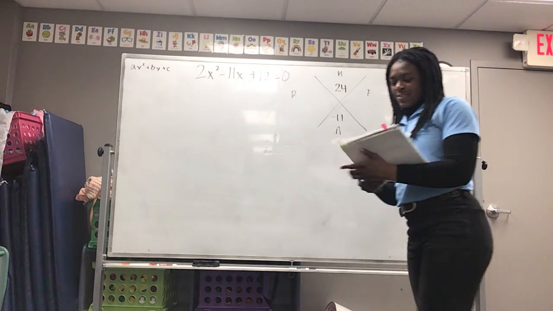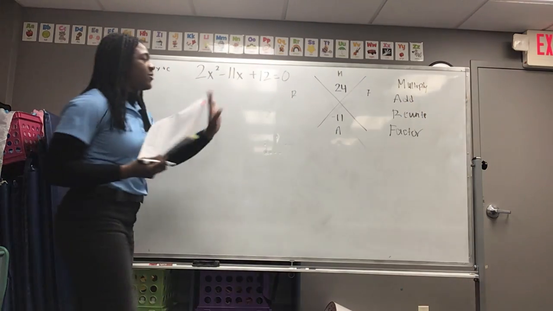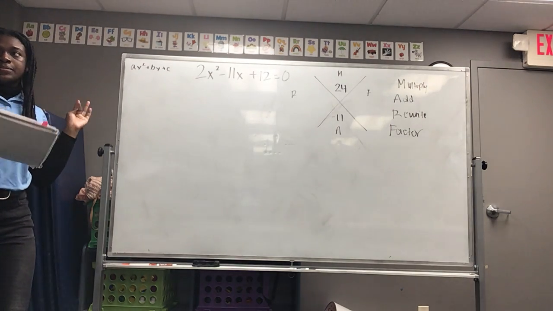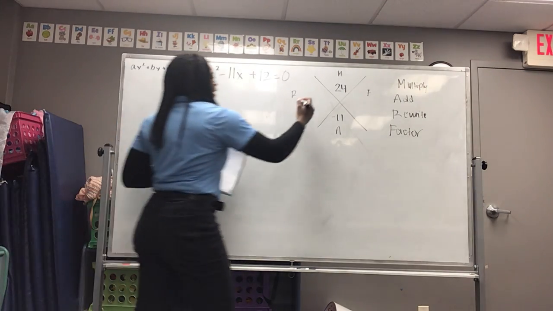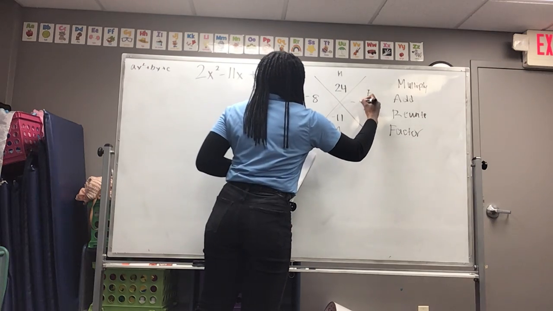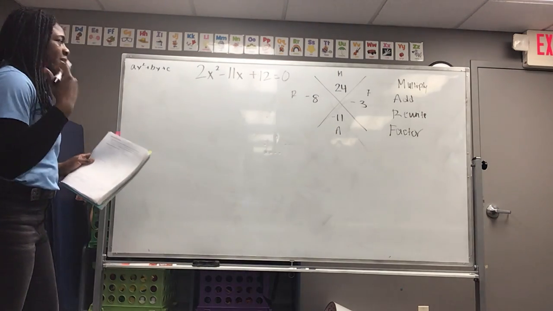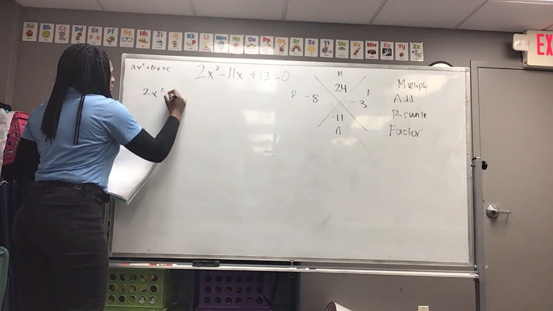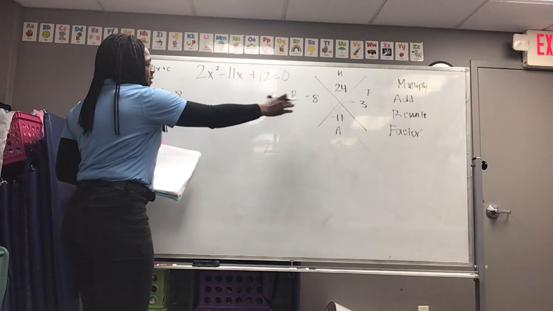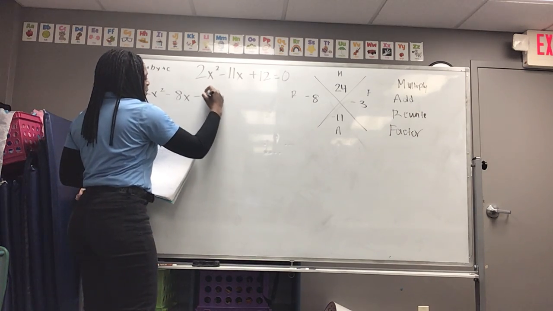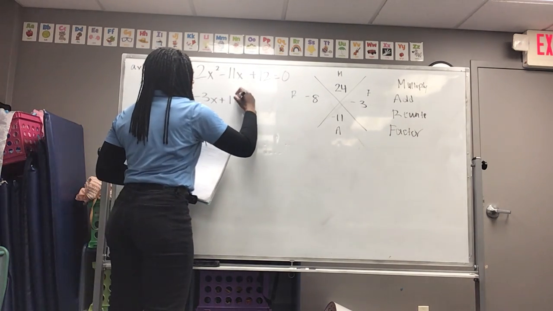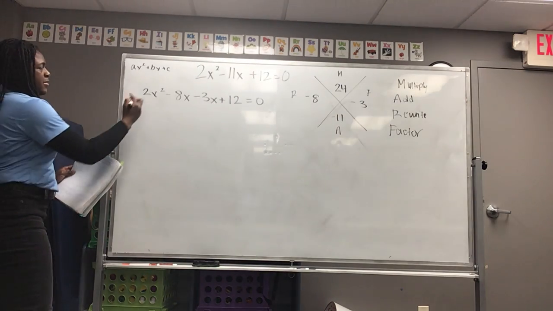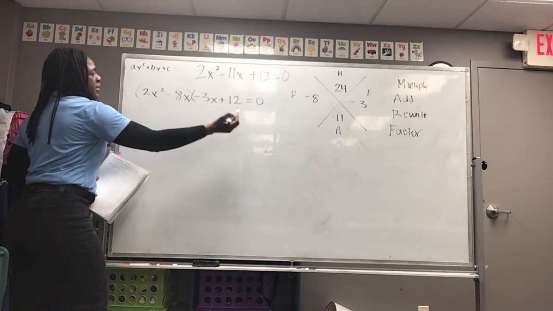Okay, so can anyone think of two numbers that multiply to 24 and add to negative 11? Negative 8 and negative 3. Yep, negative 8 and negative 3. So next step is going to be to rewrite that. Remember, I replaced my b with whatever two numbers I found, and then don't forget the x plus 12 equals 0. Okay? Fourth step is to factor by grouping.